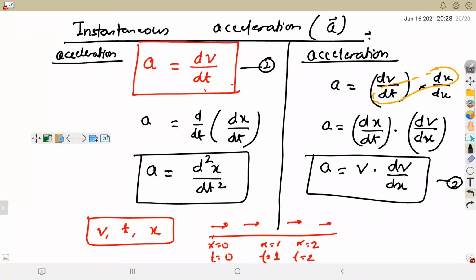dx by dt becomes velocity, so acceleration is v times dv by dx. Both of these formulas for acceleration differ only in the variable. When the variable is time, we do dv by dt. When the variable is x, we do v times dv by dx. Understood? So these are the 3 formulas. In your Friday class, we will do questions on these.